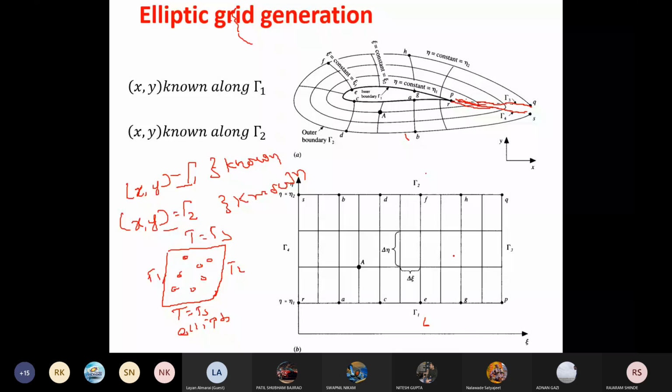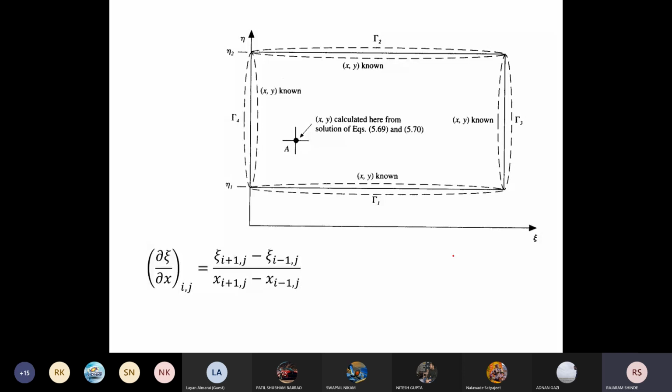The cut is made arbitrarily, but once the cut is made, XY coordinates along the cut can be known. This means we have values of XY along these boundaries, gamma 3 and gamma 4. Now, from the relationship between the physical and computational plane, we can state and get the following boundaries. What are those boundaries? Here I have shown those boundaries. You can see here that XY are known on all these four boundaries.